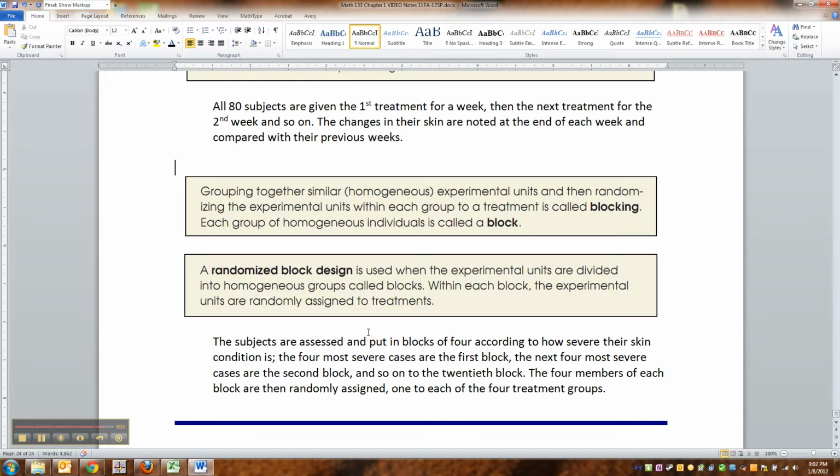So randomized block is used when the experimental units are divided into those homogeneous groups, and then in each block the experimental units are randomly assigned to treatments. So some of your 17-year-old females get the class, some of them don't. Some of the 17-year-old males get the class, some of them don't. That kind of thing. All right.